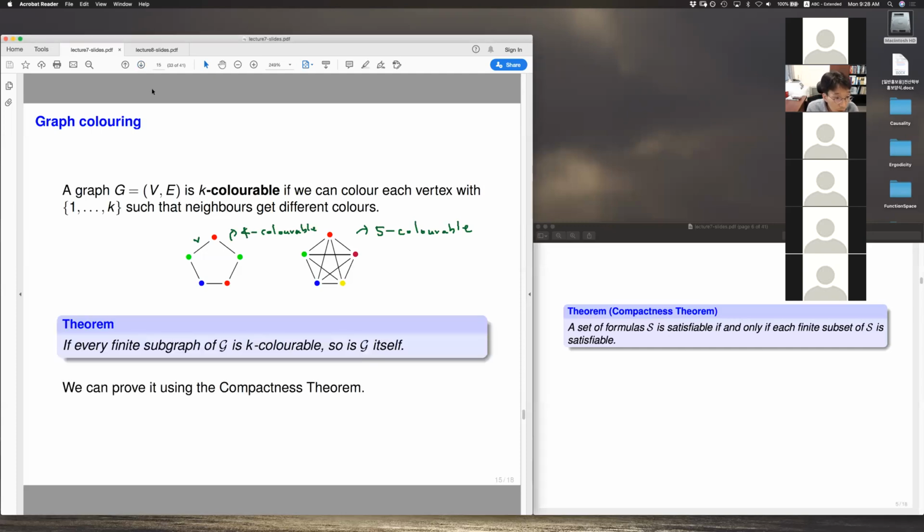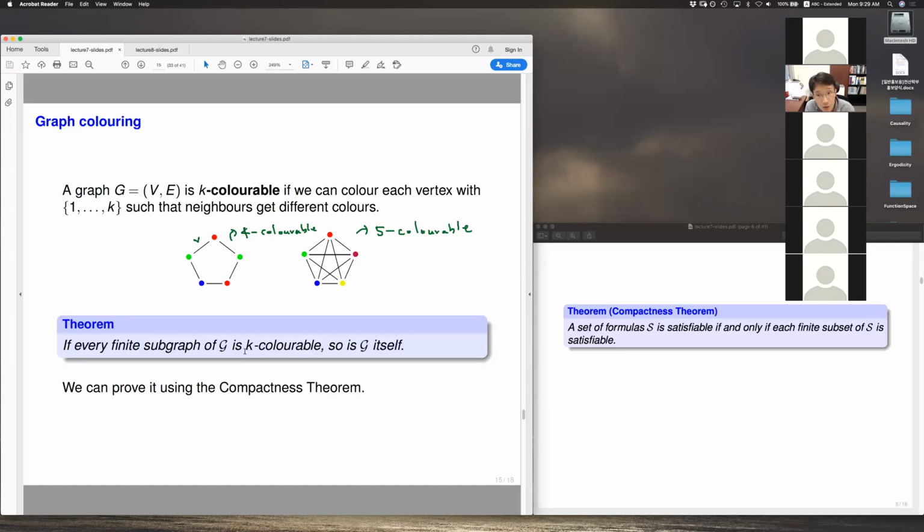Now let's think about the following question. Imagine that you have an infinite undirected graph G. So this graph is countably infinite: there are countably infinitely many vertices and potentially countably infinitely many edges between those vertices. And we are interested in whether we can color this infinite graph with, say, k colors. k can be 3 or 4 and so on. And now the theorem says, if we happen to know that every finite subgraph of G is k-colorable, then that implies the entire infinite graph itself is k-colorable.